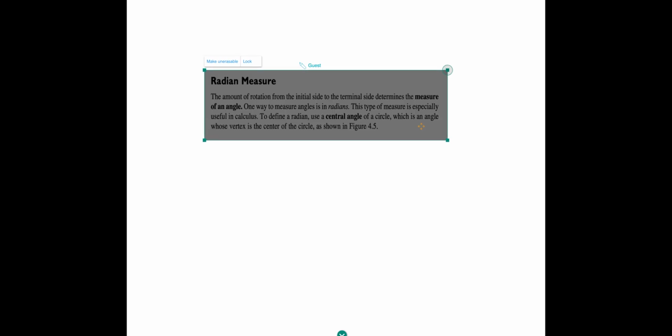Radian measures. Radian measures the amount of rotation from the initial side to the terminal side that determines the measure of an angle. We can see that the amount of rotation from the initial side to the terminal side determines the measure of an angle. One way to measure the angle is radians, and this type of measure is especially useful in calculus.